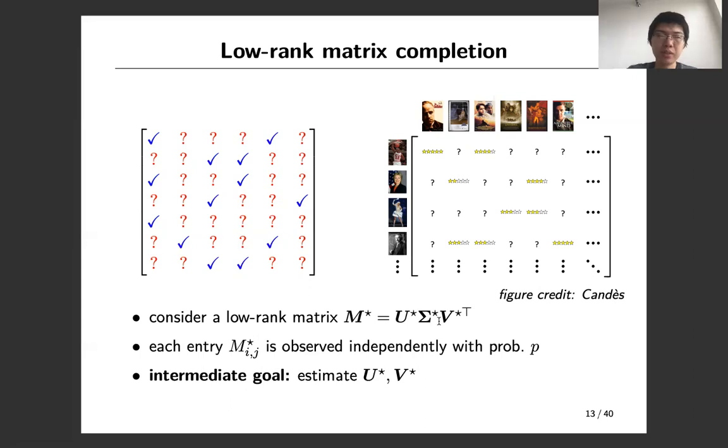And for matrix completion, what we observe are just partial entries of this matrix. We further assume that each entry M star ij is observed independently with certain probability P. An intermediate goal in this problem is to estimate the leading singular spaces U star and V star of the matrix M star. To address this problem, how shall we use spectral method?